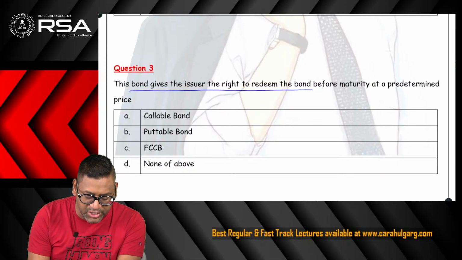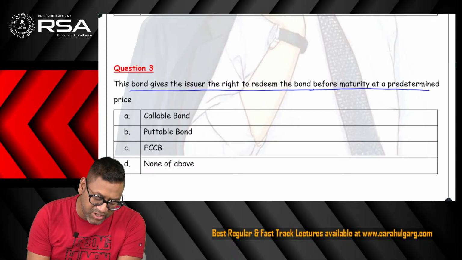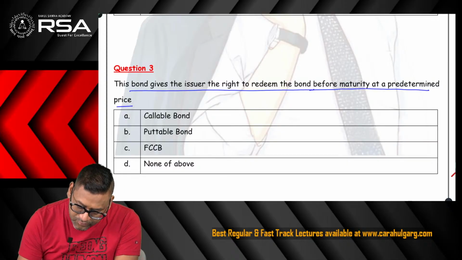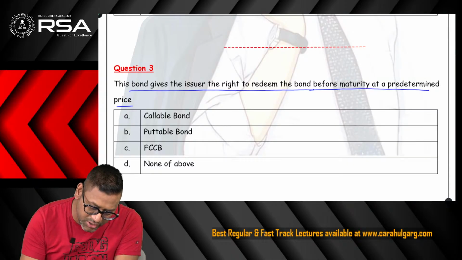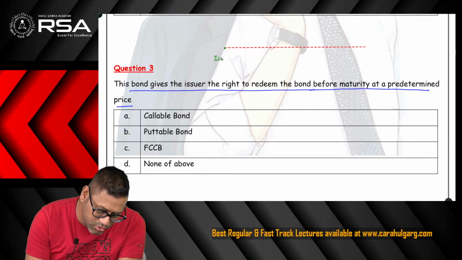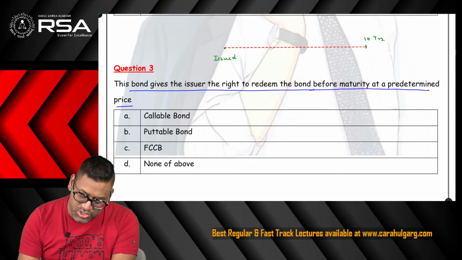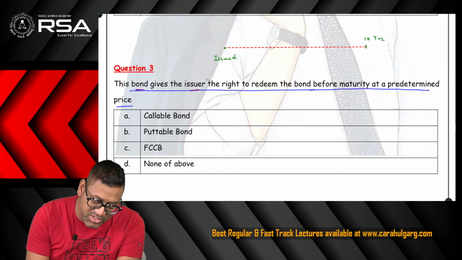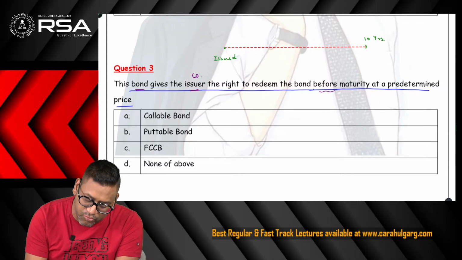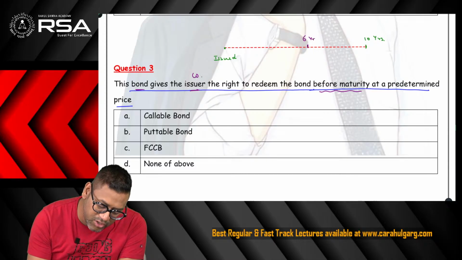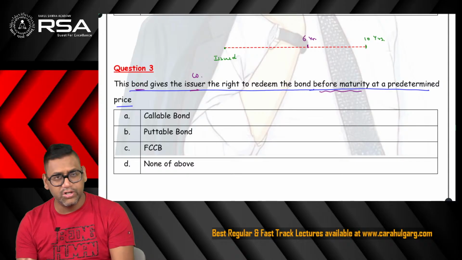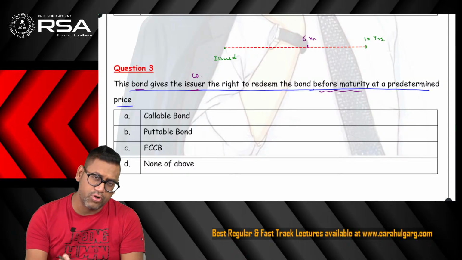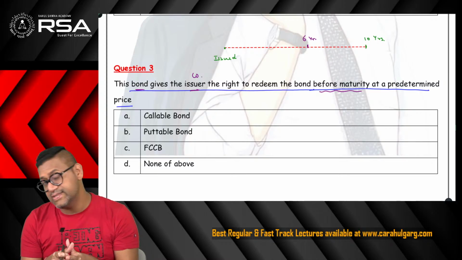issuer the right to redeem the bond before the maturity at a predetermined price. So what does it want to convey? What does it want to say? Let's say, so this is the timeline. Over here the company issued the bond, and let's assume the life of the bond was 10 years. But this question is saying this particular bond gives the issuer, means company, the right to redeem the bond before the maturity. For example, after the end of 6th year, the company is sending an email to you that Mr. Rahul or Mr. So and so I want to return your money, just give me my bond back. So first of all, is it possible? Definitely yes, it is possible.